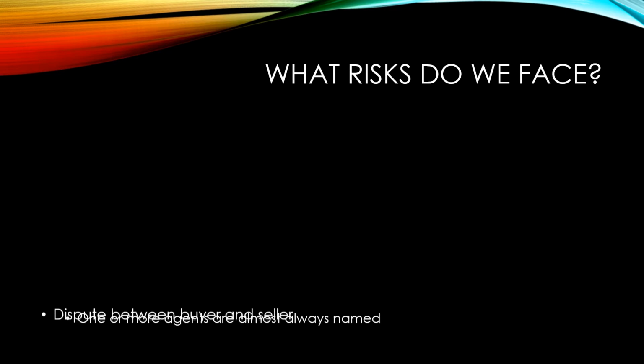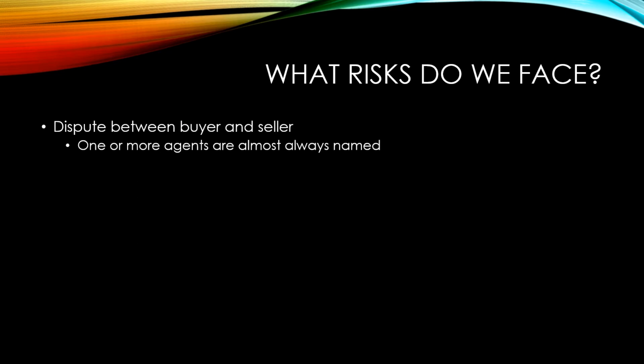So, what risks do we face? Here are the things that can come up. A dispute between the buyer and the seller. So, buyer and seller disagree because buyer found out that the home is smaller than the listing square footage says it is. As soon as they start disagreeing, I promise you will be included. I promise that no buyer and seller says, oh, it's not the realtor's fault, it's only the seller or the buyer's fault. You will always be included when things start to go wrong, so be prepared for that.